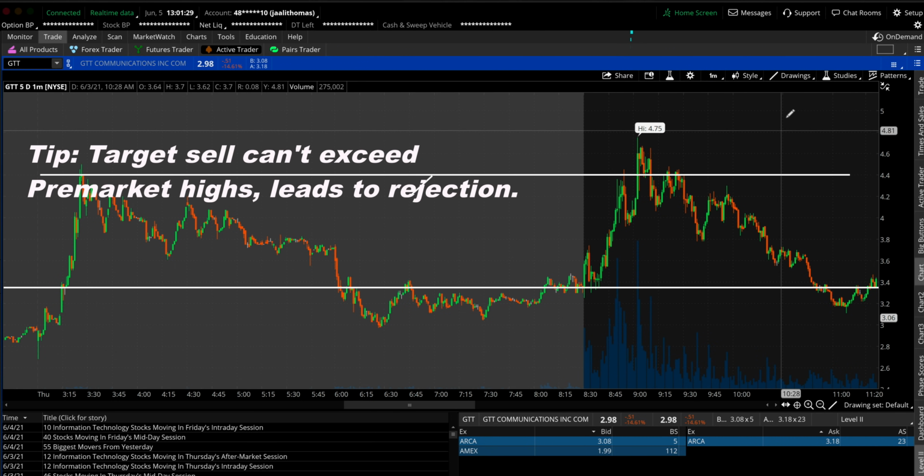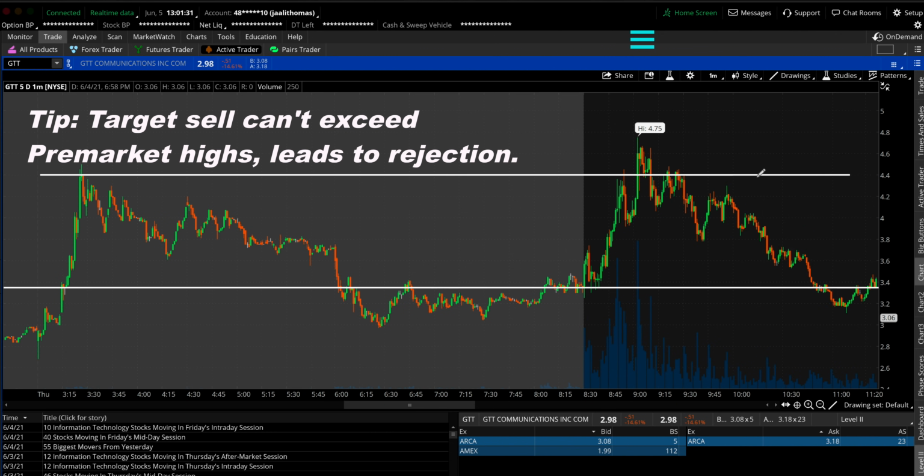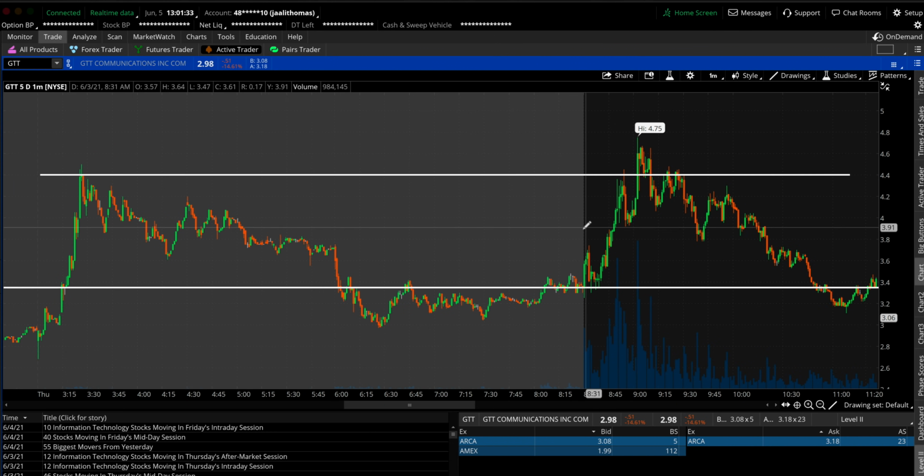My target can never be above the pre-market high. So if I'm trading below this point within this range, I can't look to buy on a run and set a sell target at 448. My maximum target can only be 440 or less. By doing that, I always decrease the chance of overshooting the target and never selling beforehand.